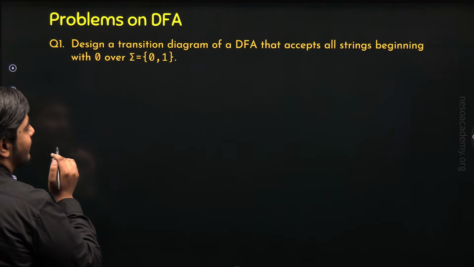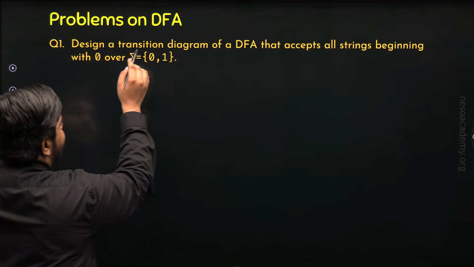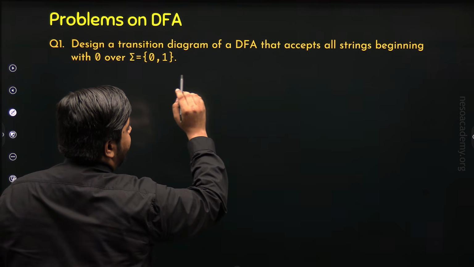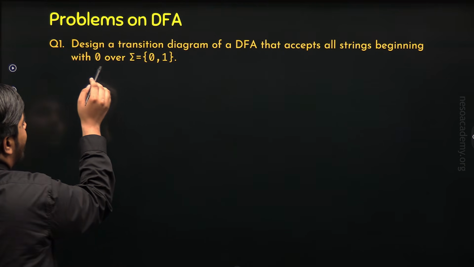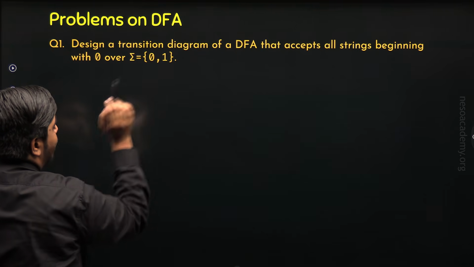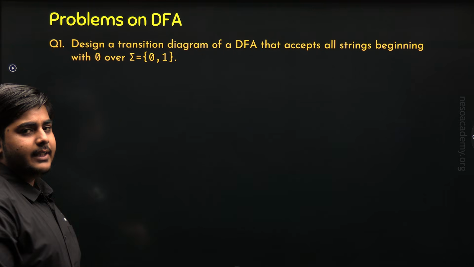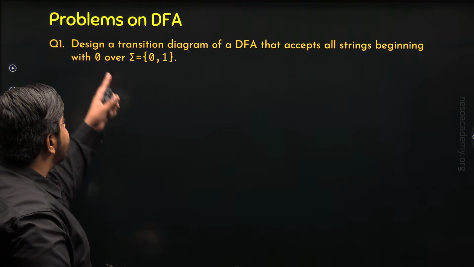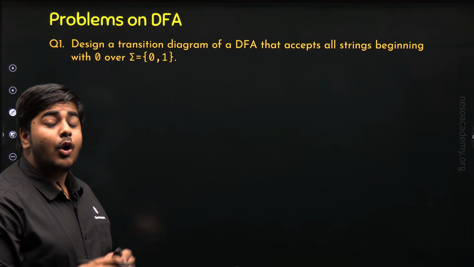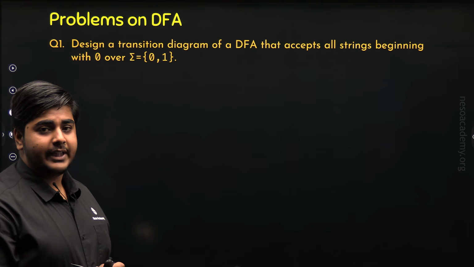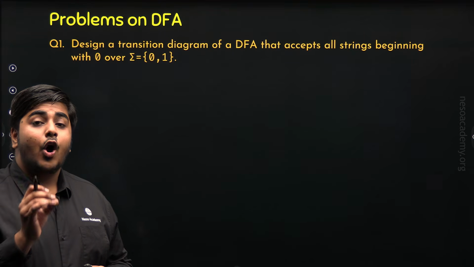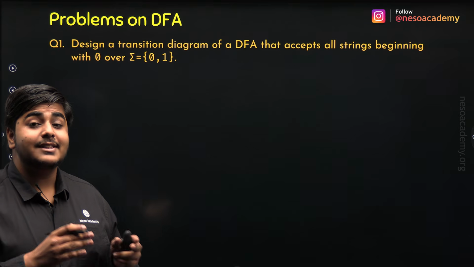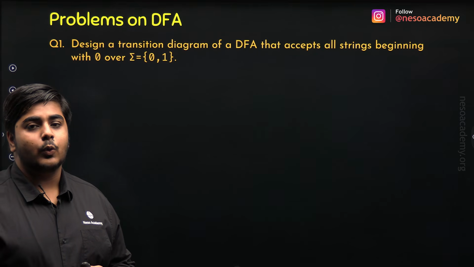Let's read this problem together. Design a transition diagram of a DFA that accepts all strings beginning with 0 over the alphabet 0, 1, which means we are required to design a transition diagram of a deterministic finite automata which will accept every possible string of 0 and 1 that is beginning with the symbol 0.